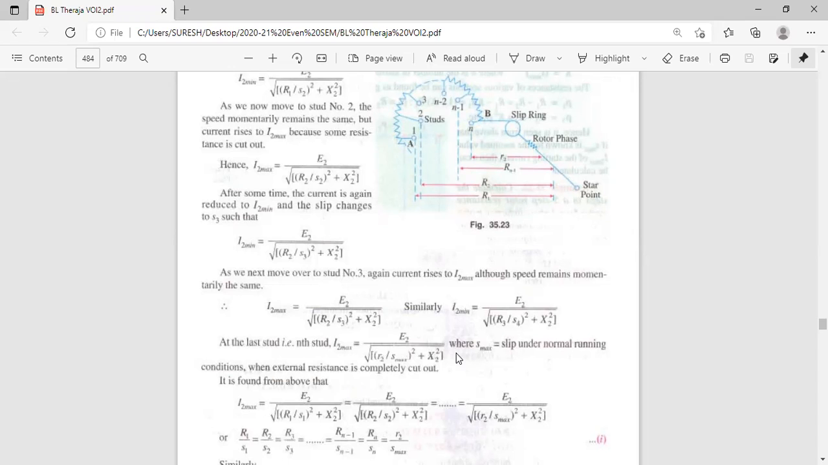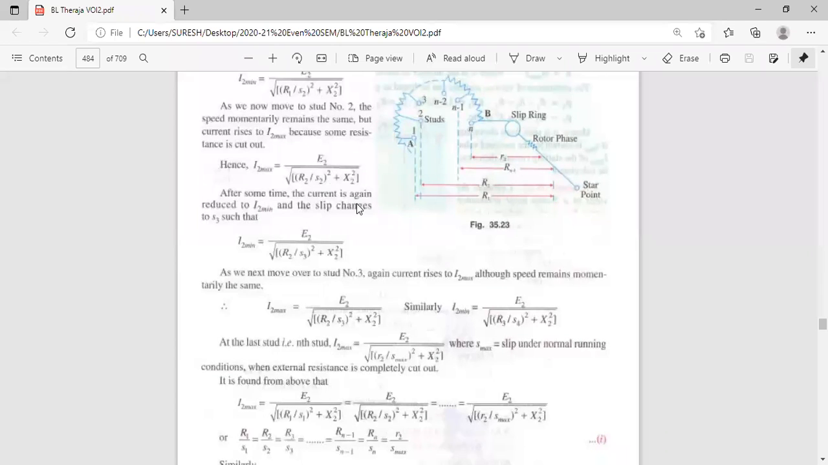Sir, X2 is equal for all steps, sir. X2, where is it? X2 is the reactance of the rotor circuit. R2 is the resistance of the rotor circuit. X2 is the reactance of the rotor circuit. Is it okay?